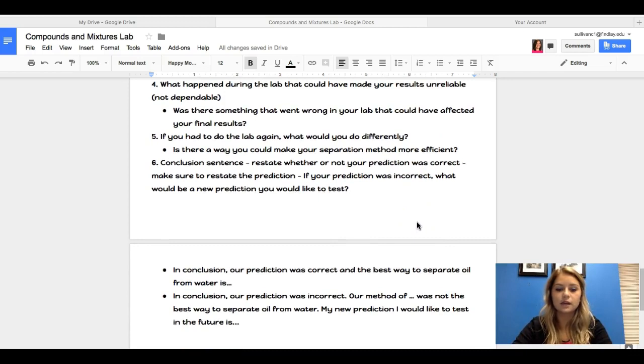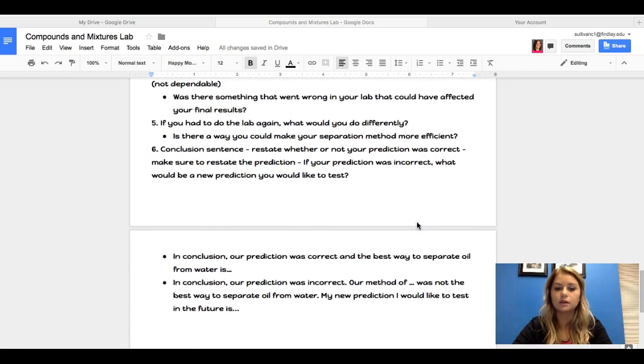And then the last thing that you're going to have to add is a conclusion sentence. This is where you need to restate, again, whether or not your prediction was correct, and make sure you restate your actual prediction while you're doing this. So you're going to say, yes, my prediction was correct. My prediction was that this, this, and this would happen. But make sure you restate what you put.